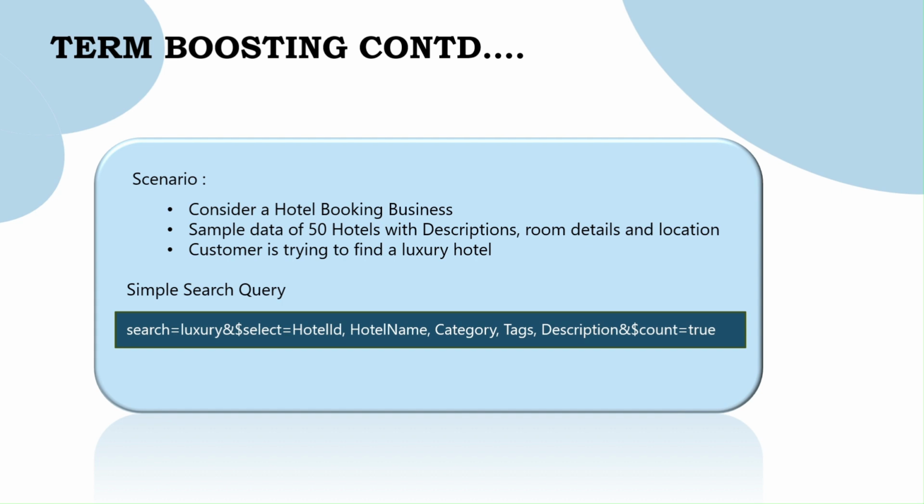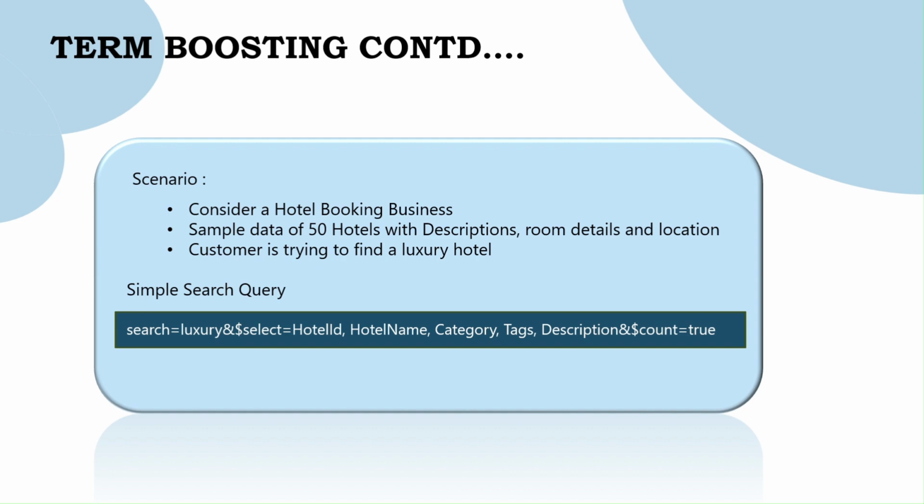Now let's try to understand with an example. Consider a scenario. Imagine you run a hotel booking business and have an app that users can book hotels with. Users can search and the most relevant hotels must be shown first. The sample data contains 50 hotels with descriptions, room details and their locations.